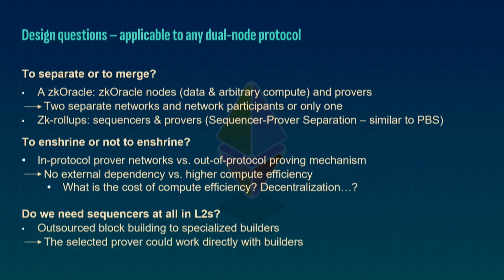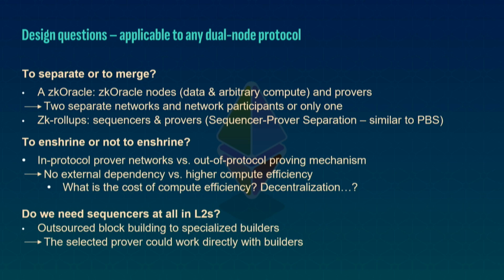So some basic design questions for any dual node protocol. Could be a ZK Oracle, could be a ZK rollup. So to separate or to merge, that would be the first one. Do we want to create two network participants, or merge the two roles into one role and simplify the network through that? For ZK rollups, it would look like sequencer-prover separation, which is similar to proposer-builder separation for Ethereum. And that's an important thing as a starting point.